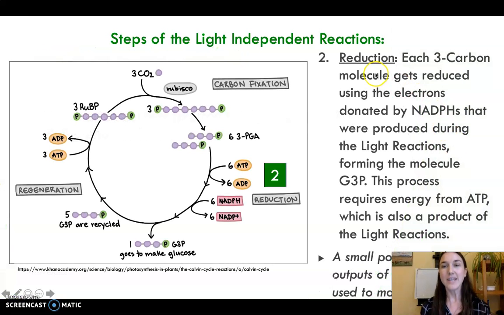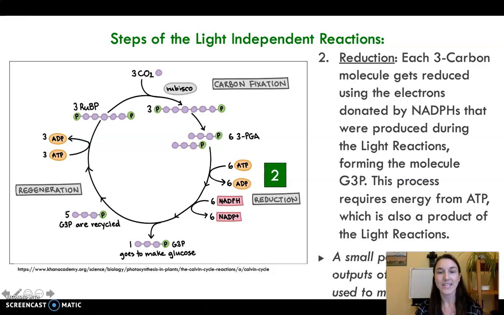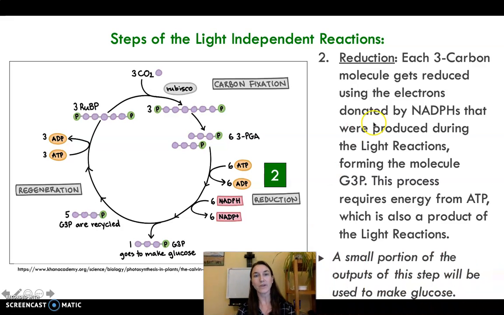Okay. Next is the reduction step, and this is reduction in the sense that we learned with redox. So literally, we are going to reduce the carbons in this 6-carbon molecule by adding electrons to them. And where do those electrons come from? NADPH. These are the electrons that originally came from splitting water way back at the start of that light-dependent reaction process. So our 6-carbon molecule is going to break apart into 2 3-carbon molecules. You don't need to memorize the names of these because this is actually a very unstable molecule.